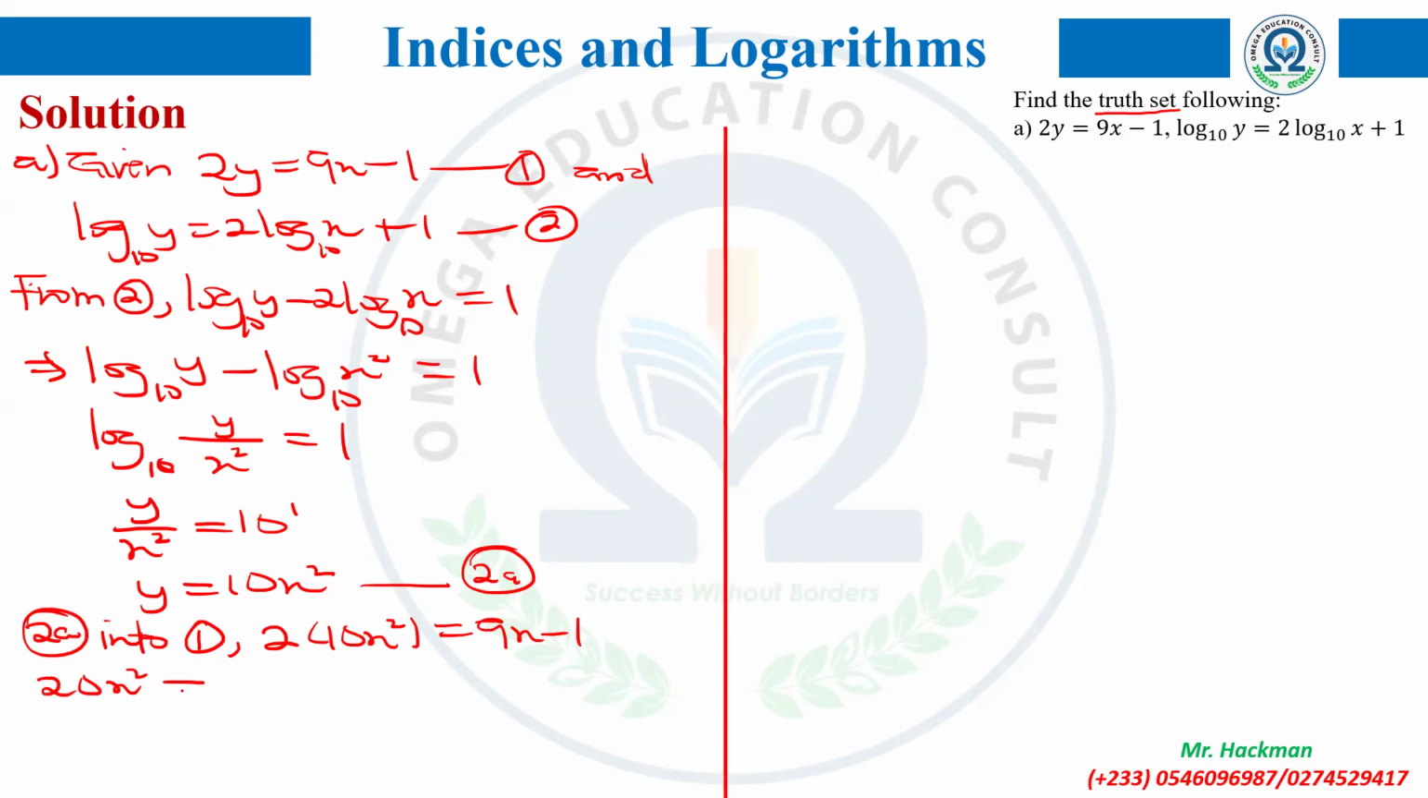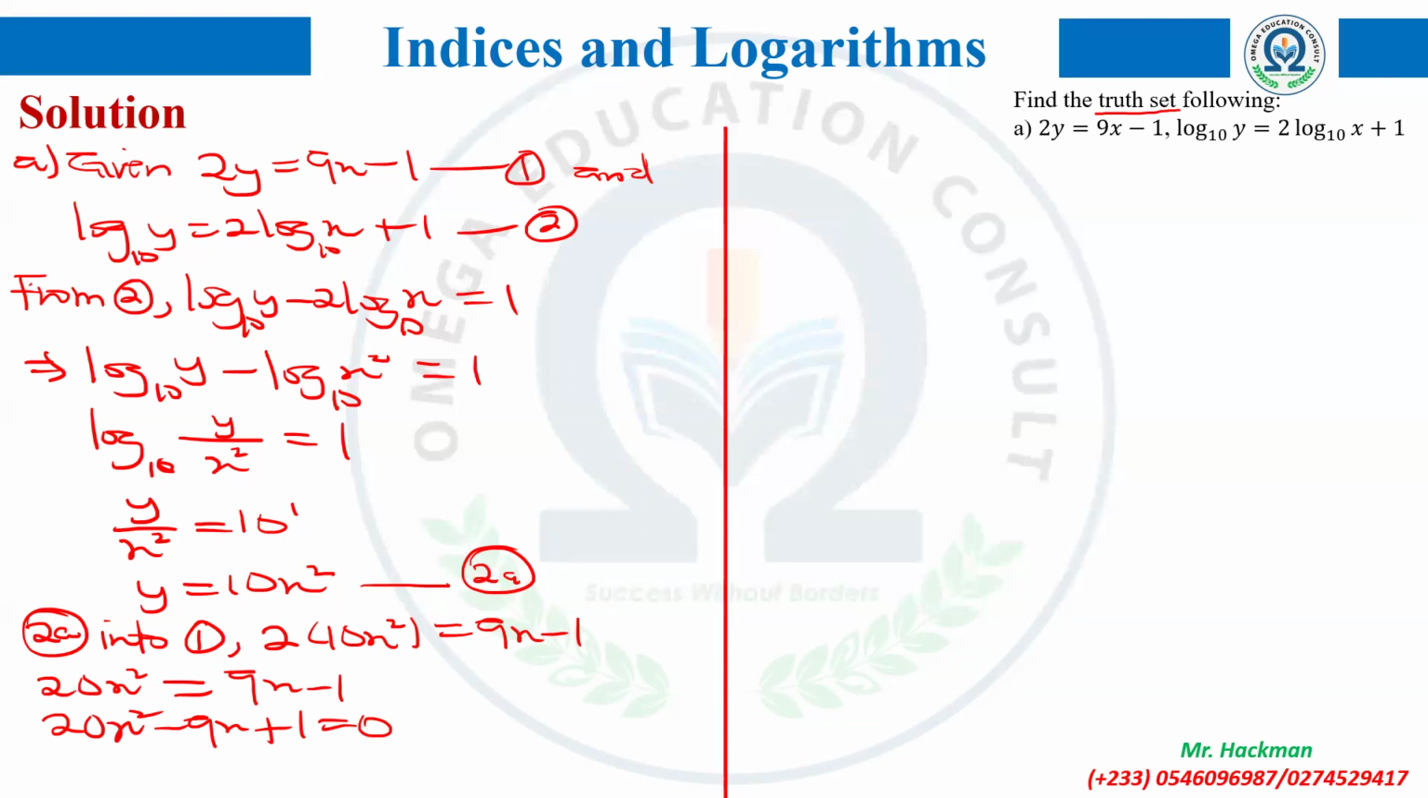Okay, so this will be equal to 9x minus 1. So now what do we have? We have 20x squared, you move this one to the side, minus 9x, move this one, plus 1 is equal to 0. Remember, to solve a quadratic equation, you have to move everything to one side. This equation cannot be reduced, unfortunately.